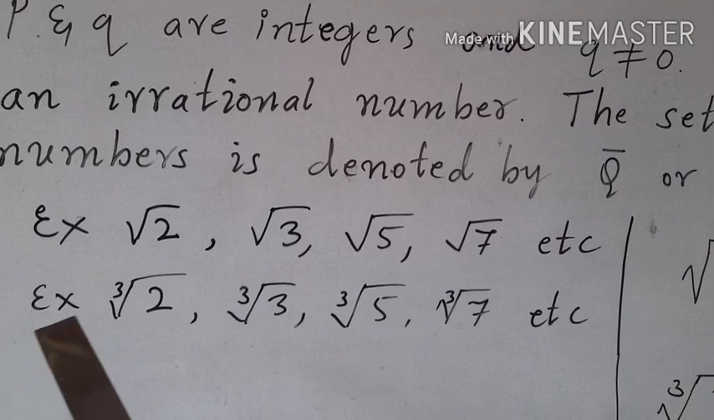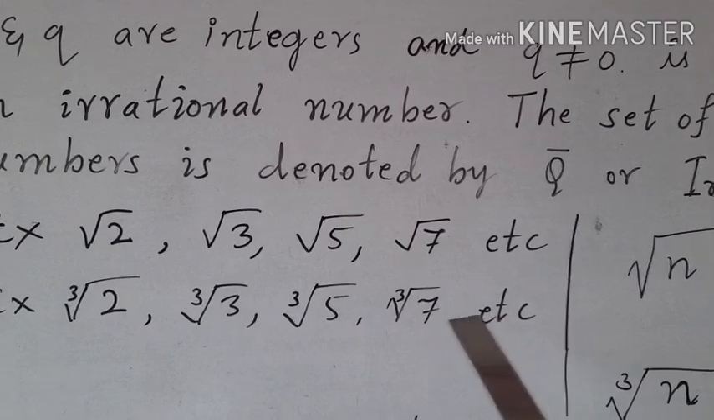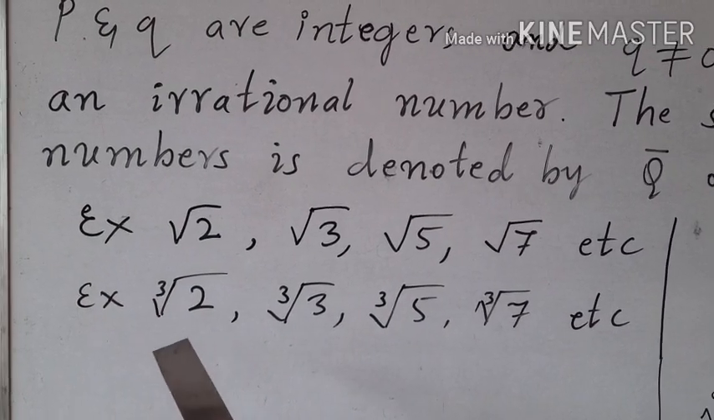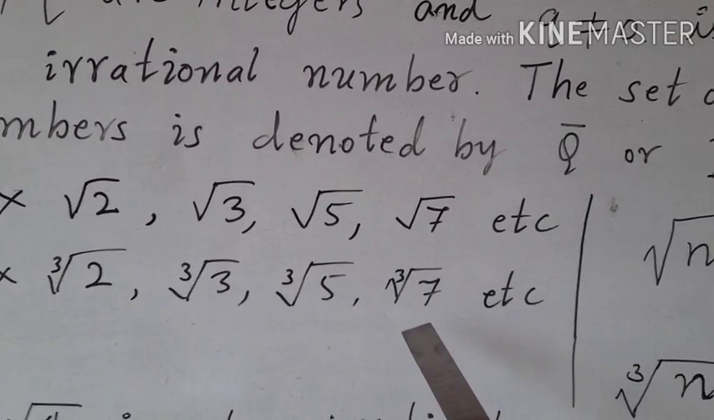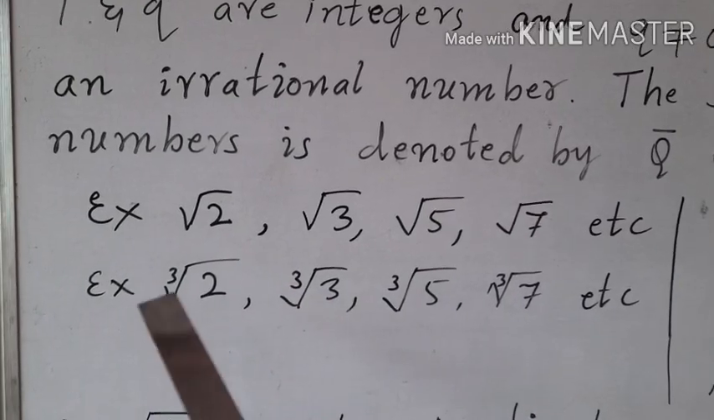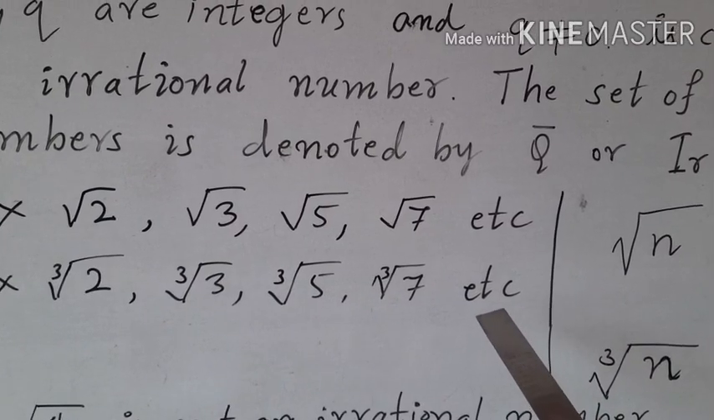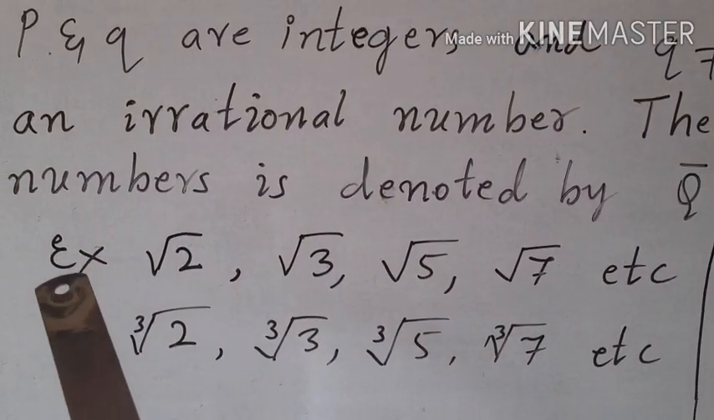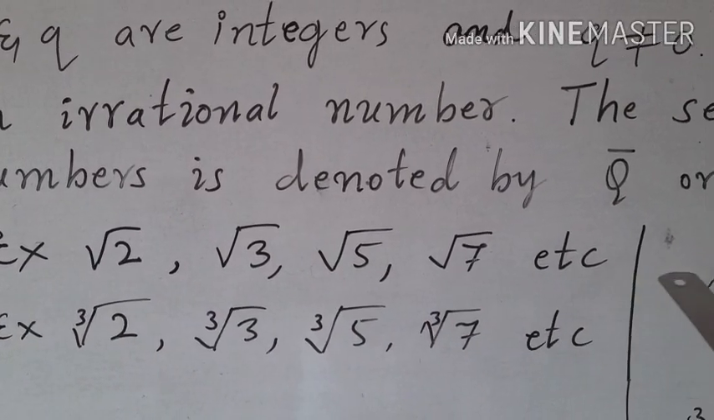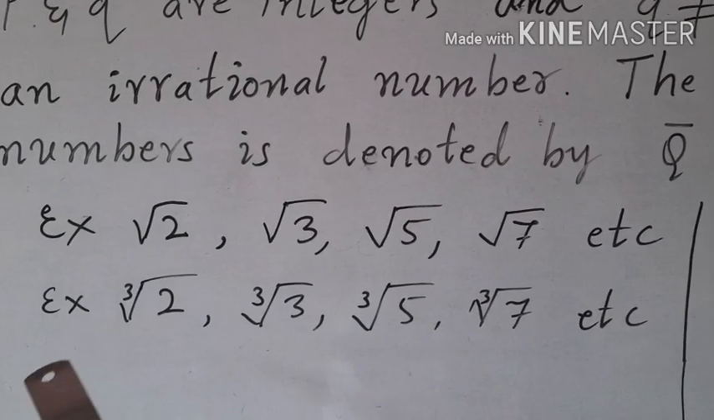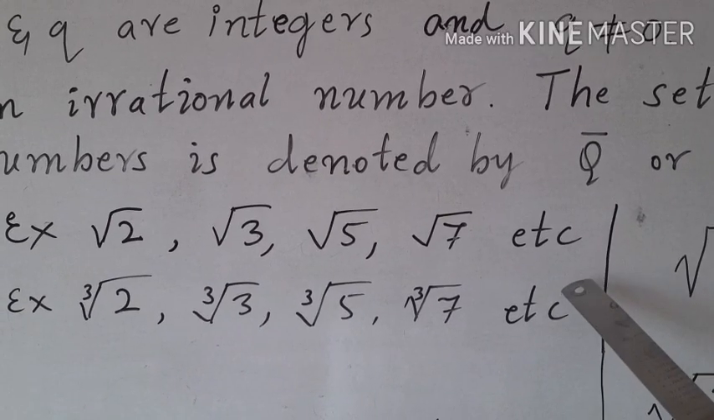See here, this is cube root mark. This is also cube root mark. Here all are cube root marks, and I have written 2 under the cube root mark, 3 under the cube root mark, 5 under the cube root mark, and 7 under the cube root mark. Then should we believe that the numbers written under the cube root mark are all examples for irrational numbers? No. Now let us see children why any number written under the square root mark is not an irrational number and any number written under the cube root mark is not an irrational number.